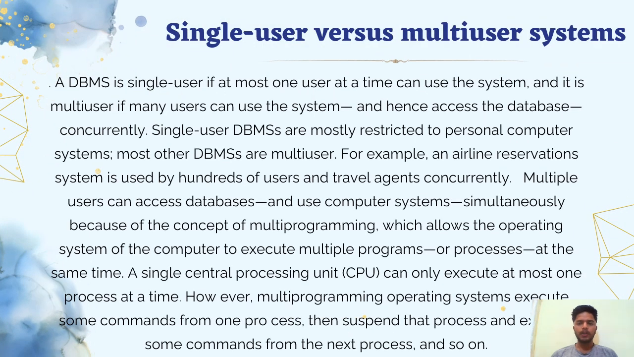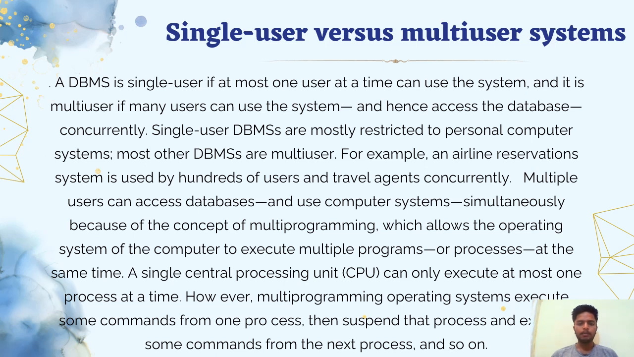Single user versus multi-user systems. A DBMS is single user if at most one user at a time can use the system, and it is multi-user if many users can use the system and hence access the database concurrently. Single user DBMSs are mostly restricted to personal computer systems. Most other DBMSs are multi-user. For example, an airline reservation system is used by hundreds of users and travel agents concurrently.